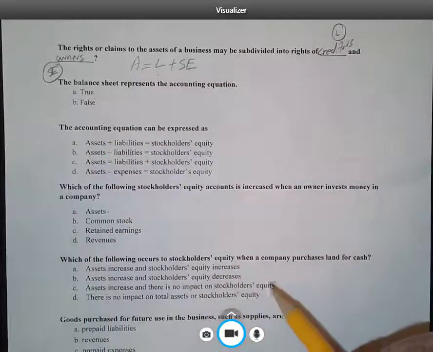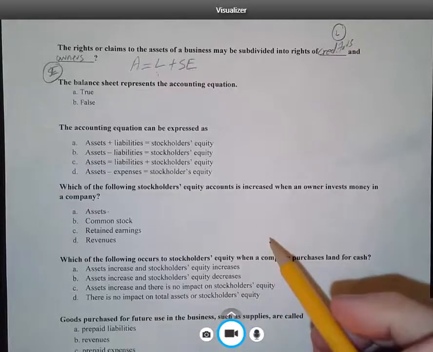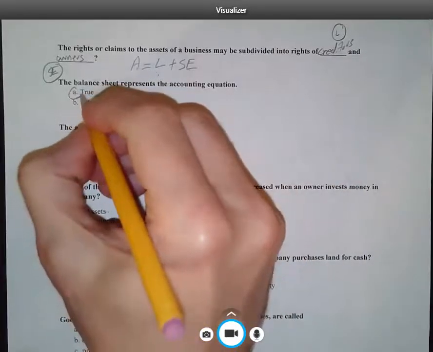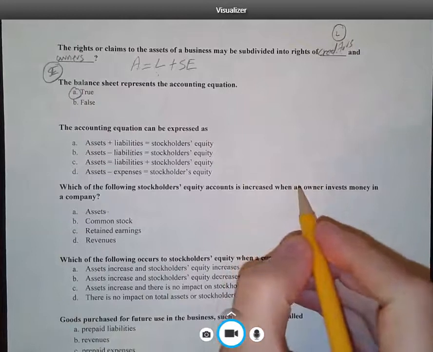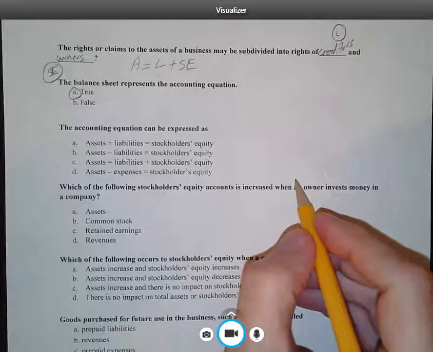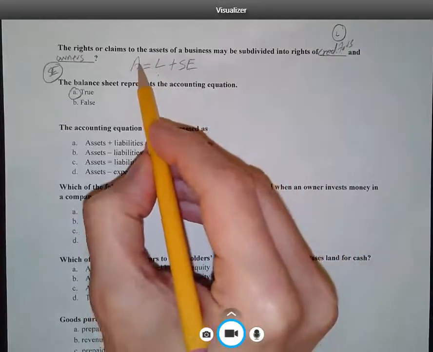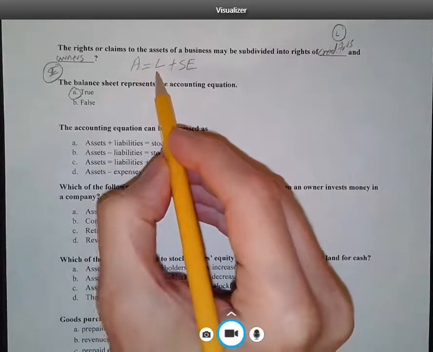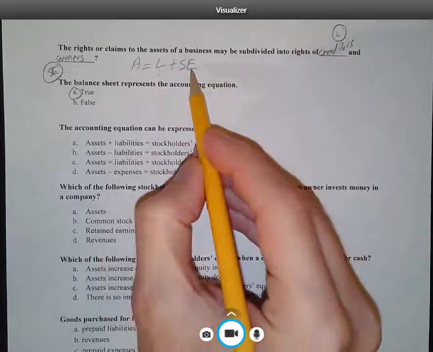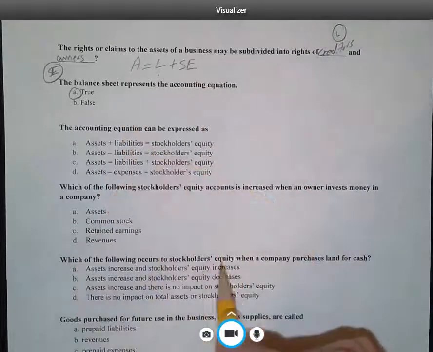Next question says the balance sheet represents the accounting equation. True or false? This is an absolutely true statement. If we think about a balance sheet, we have current assets and long-term assets, and the same thing for liabilities. Then we have different parts of stockholders' equity, but we start a balance sheet with assets, then come the liabilities, and then come the stockholders' equity or owner's equity section. So this true-false question is a true answer.